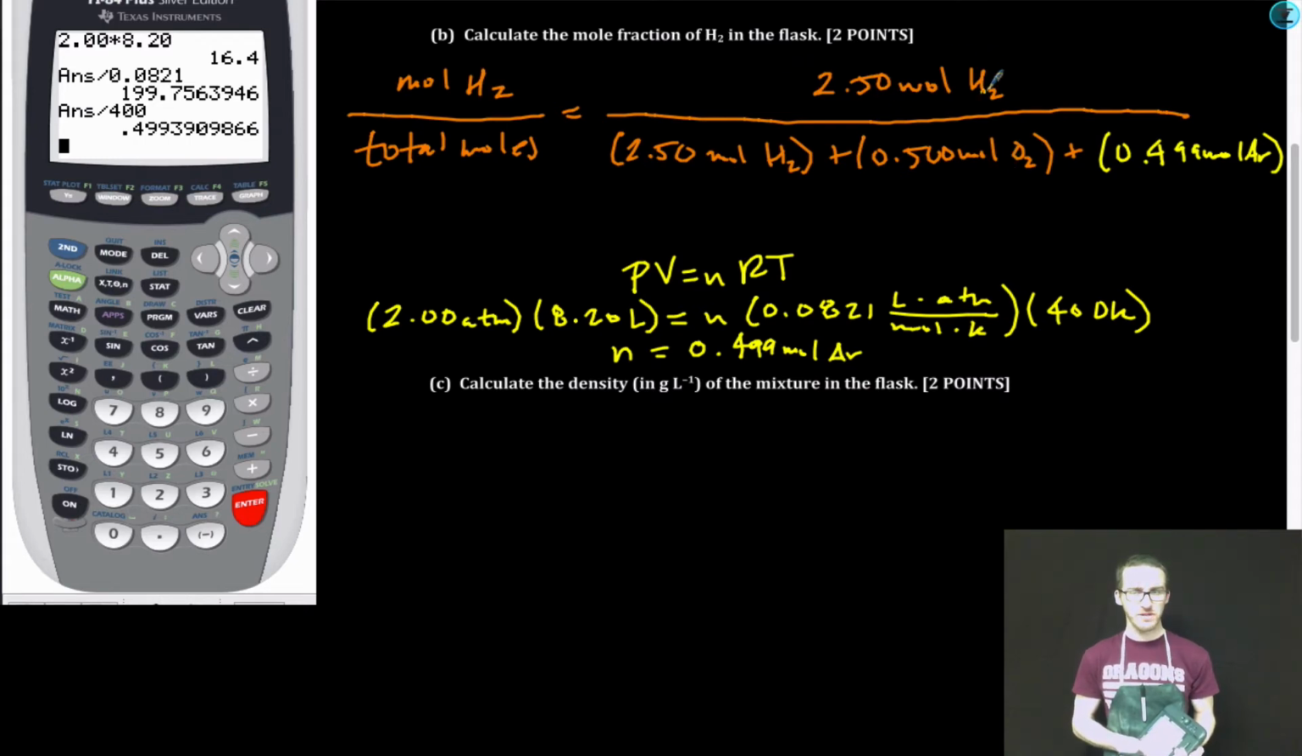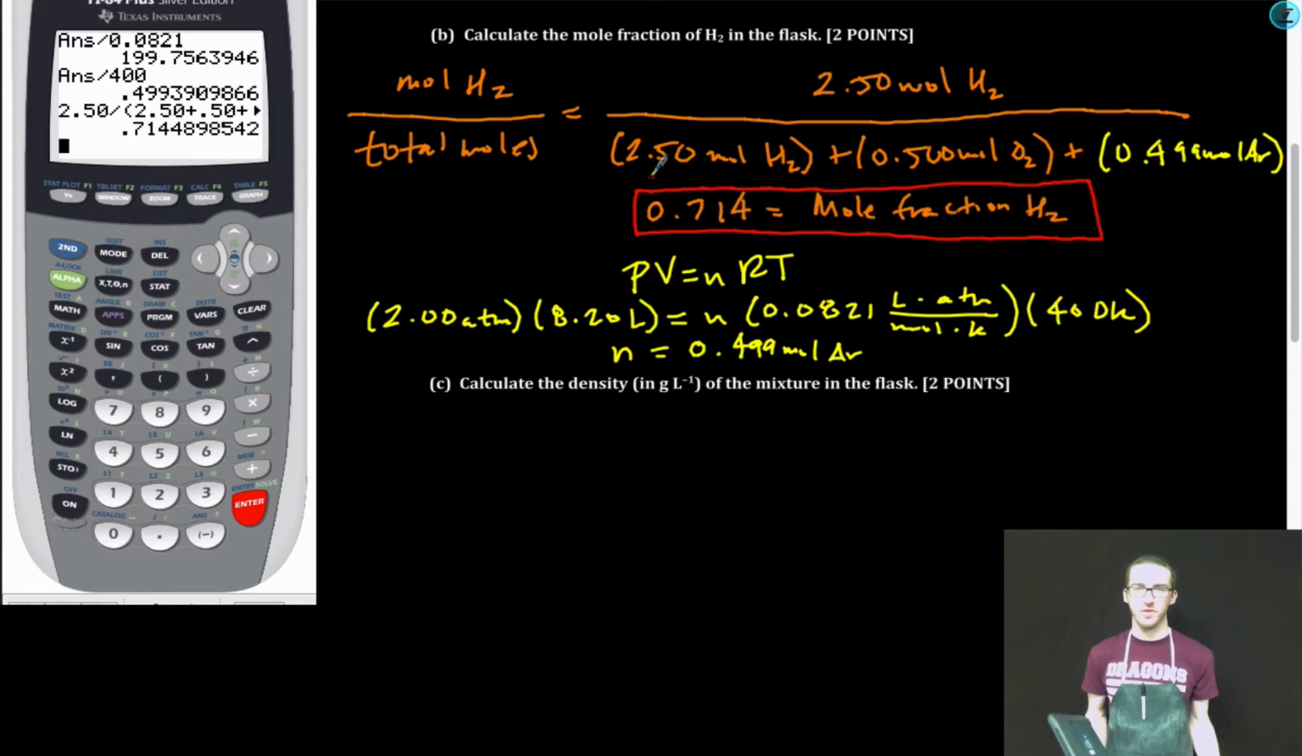So I'm going to add that to my mole fraction, and I'm going to finish my mole fraction calculation by taking my moles of hydrogen and dividing it by the total number of moles of gas. 2.50 divided by parentheses 2.50 plus 0.50 plus 0.499 close parentheses. My mole fraction is 0.714. Again, no units with the mole fraction. This is just telling us how much of the gas sample is hydrogen gas. The mole fraction 0.714, it's mostly hydrogen gas.